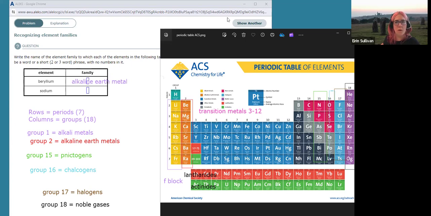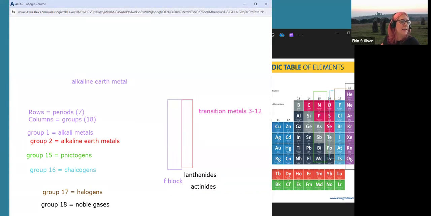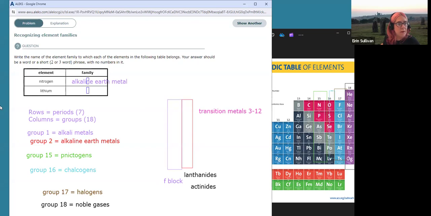All right, one more, because we've got a bit of a repeat there. Nitrogen and lithium, lovely stuff. So nitrogen is at the top of the pnictogens, and lithium is an alkali metal.